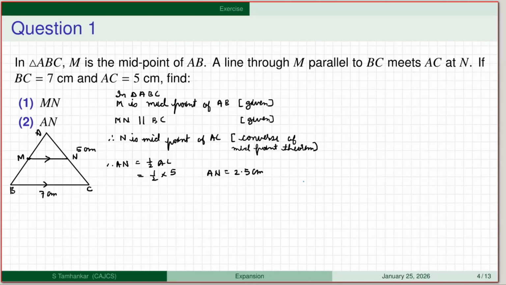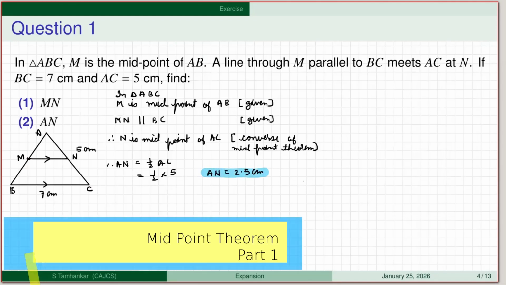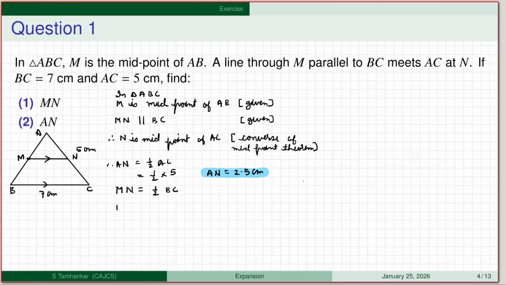This is one of the things they had asked us to calculate, and we have got that. Now, the converse of the midpoint theorem also tells us that MN will be half of BC. So MN will be equal to half of 7 centimeters, and we get MN equal to 3.5 centimeters. Over here, the reason is the same, the converse of the midpoint theorem.